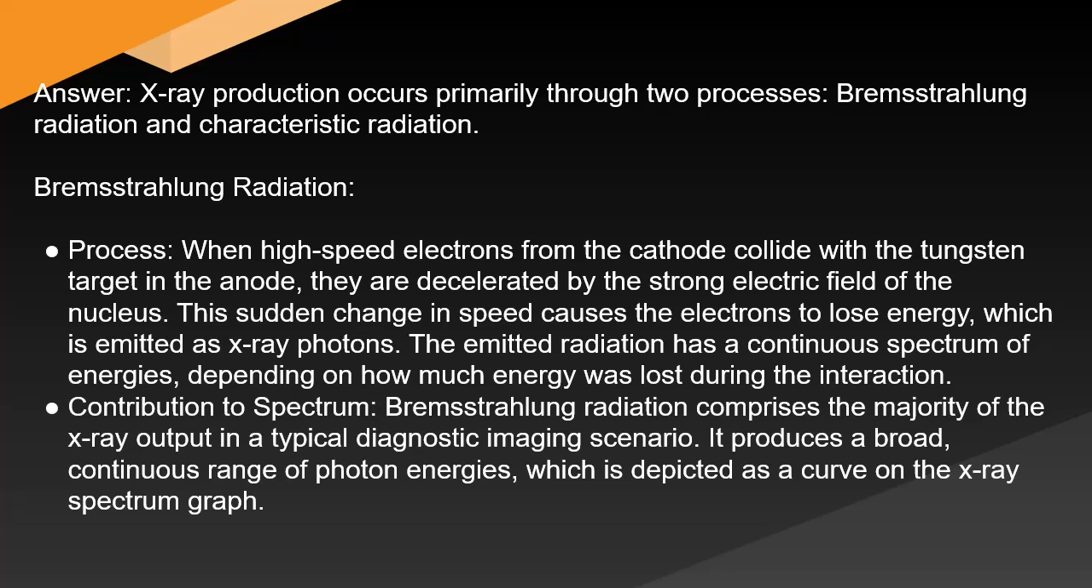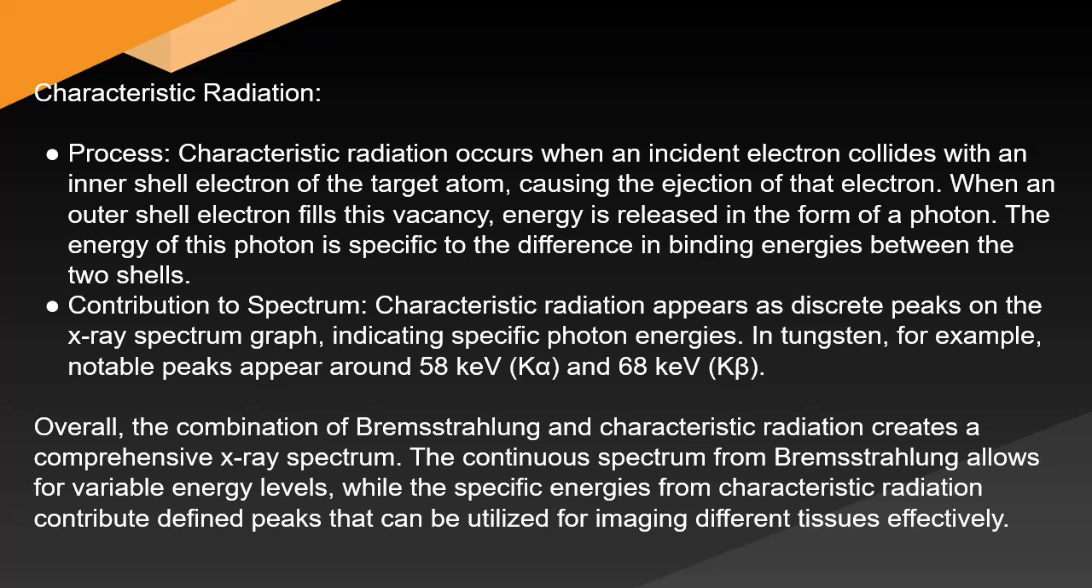Contribution to spectrum: bremsstrahlung radiation comprises the majority of the X-ray output. In a typical diagnostic imaging scenario, it produces a broad, continuous range of photon energies, which is depicted as a curve on the X-ray spectrum graph. Characteristic radiation process: characteristic radiation occurs when an incident electron collides with an inner shell electron of the target atom, causing the ejection of that electron. When an outer shell electron fills this vacancy, energy is released in the form of a photon. The energy of this photon is specific to the difference in binding energies between the two shells.